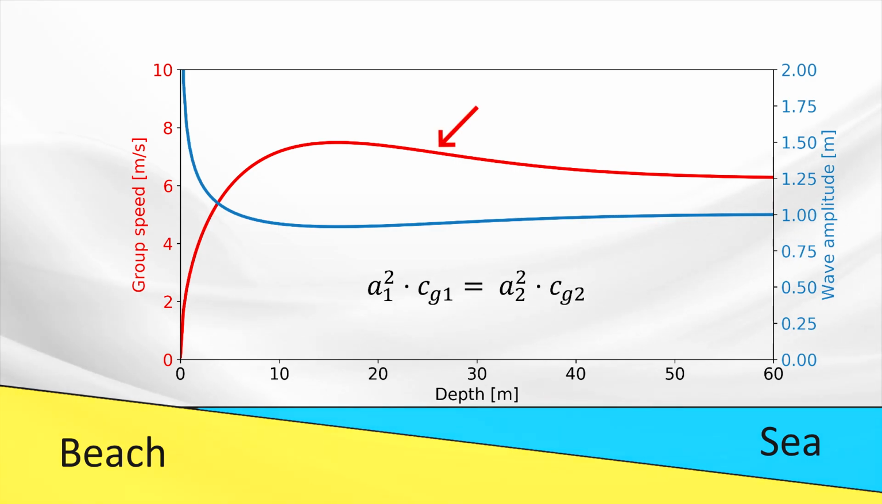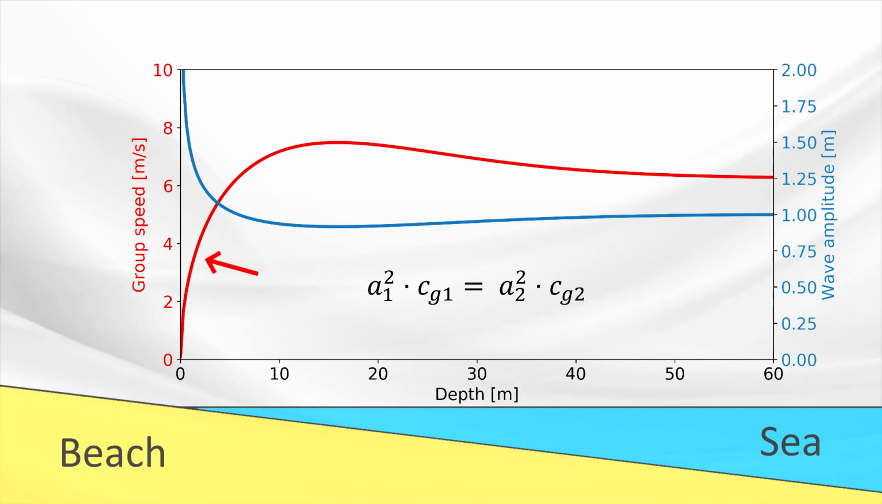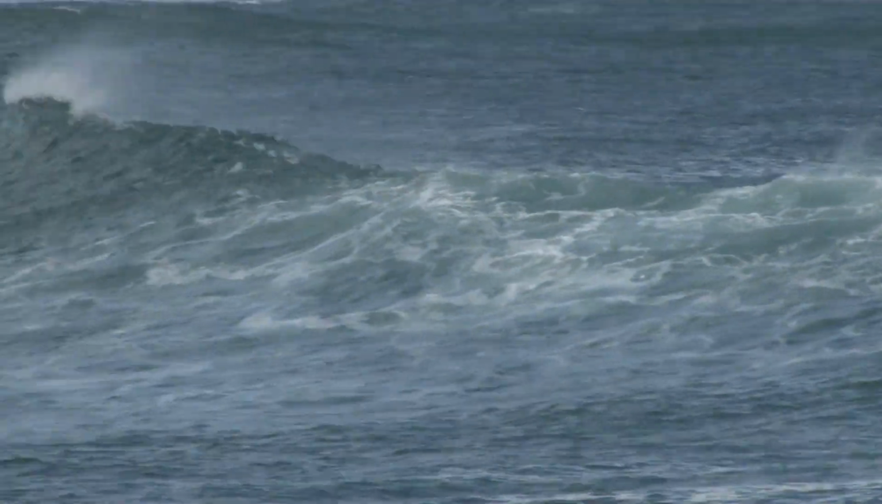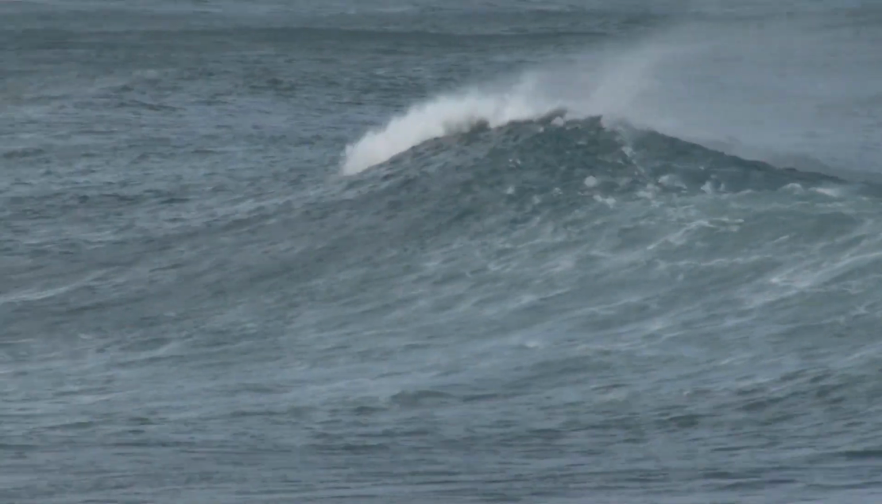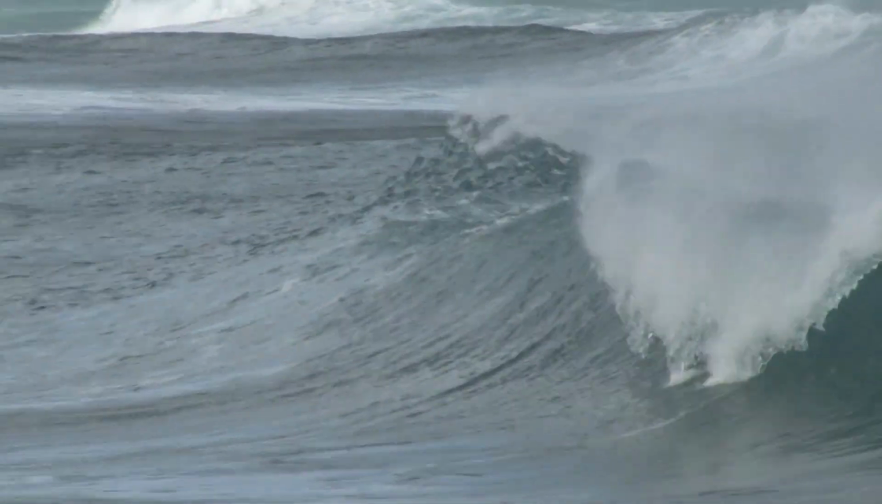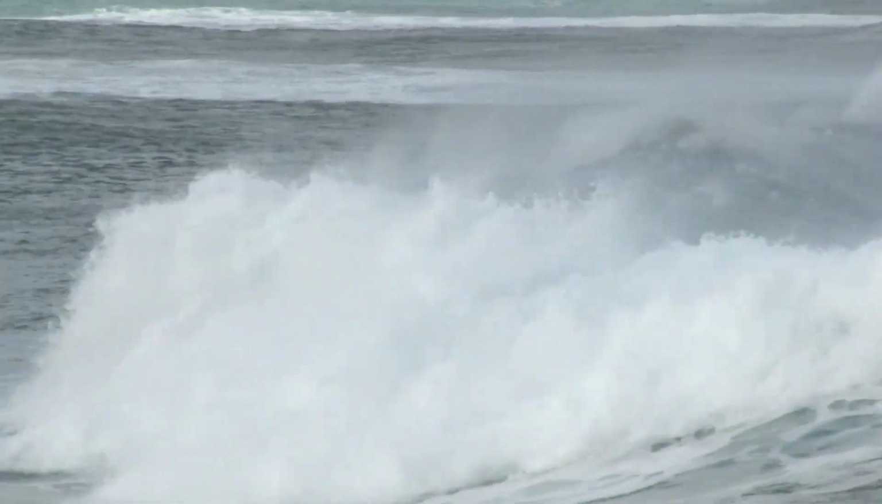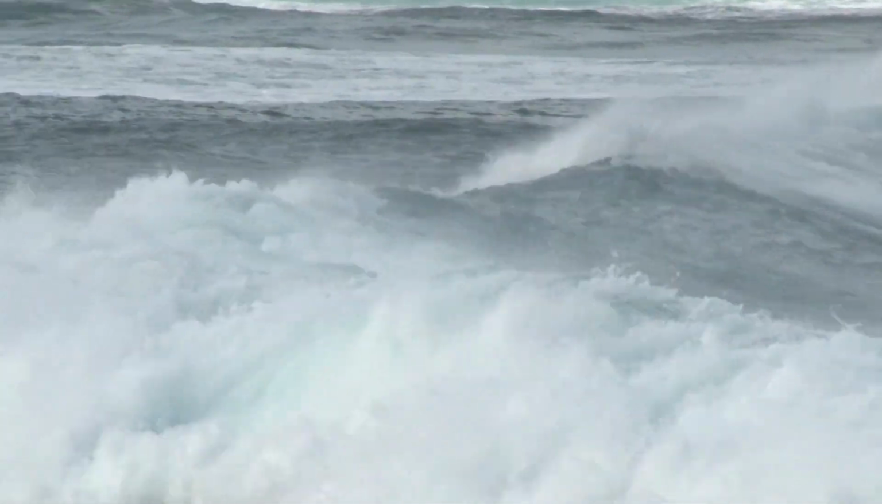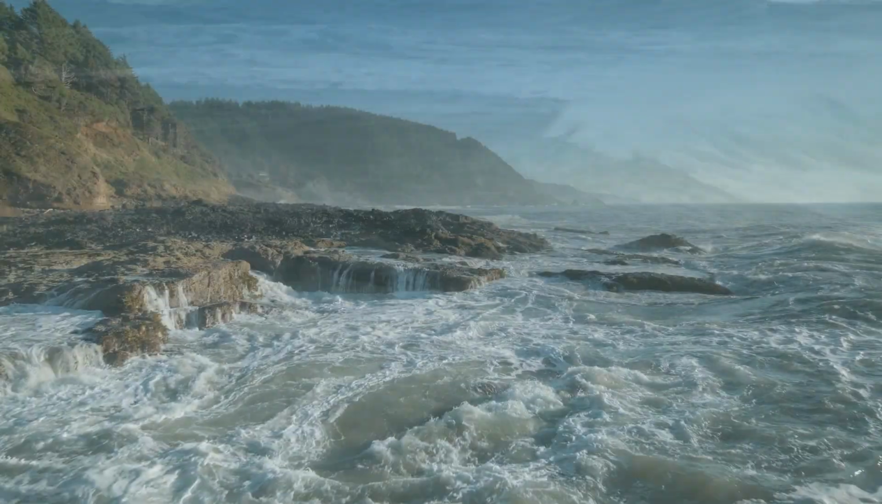First, we see an increase in group velocity, so that matches smaller waves. But closer to the shoreline, the group speed plummets, which does result in growing waves. You can even see it in this footage that I used at the beginning of this video. The waves become larger, larger and larger until they break. That usually happens when the wave height is about 75% of the water depth.